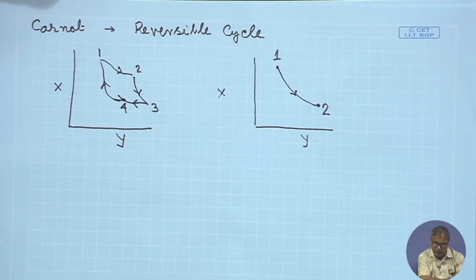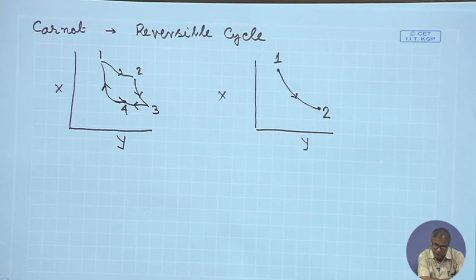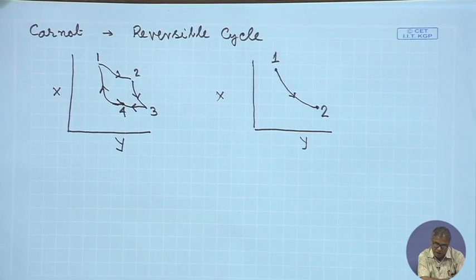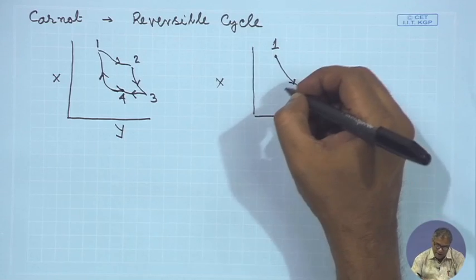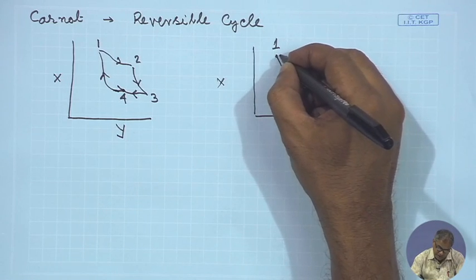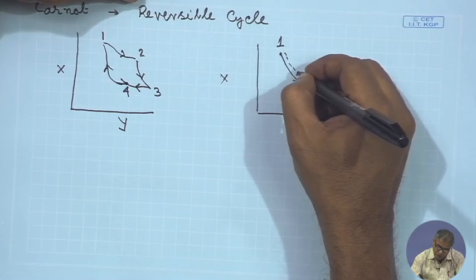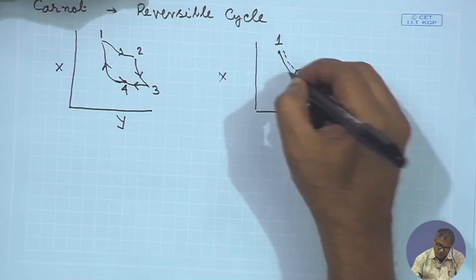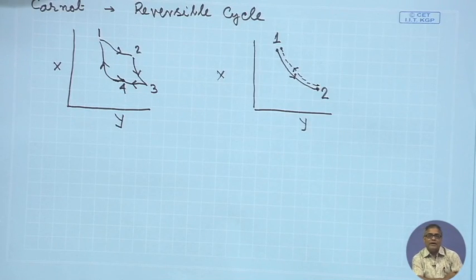Due to this, there will be some property change of the system. At the same time, during the process, the system may interact with the surrounding, so there could be some changes in the surrounding. Now, if it is a reversible process, then I should be able to take it back in the opposite direction. That means, in the forward direction it has gone from 1 to 2. Now, I will be able to take it back from 2 to 1. So, in the second case, my initial point is 2 and my final point is 1.